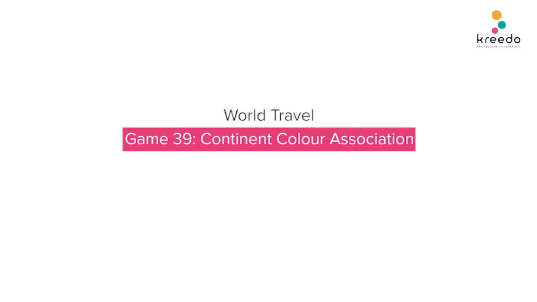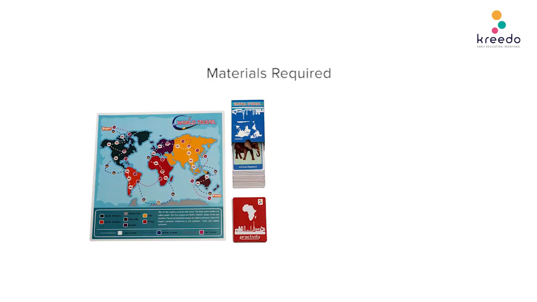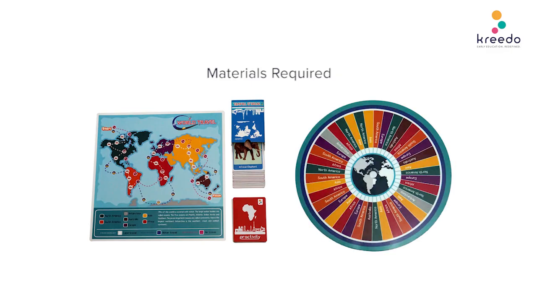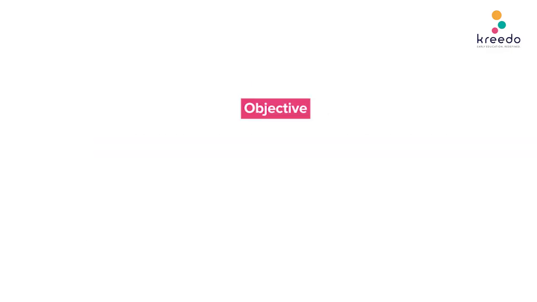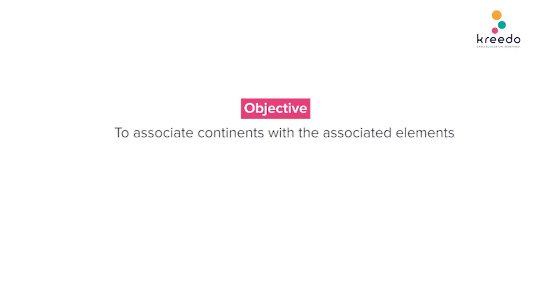World Travel. Game 39. Continent Color Association. Materials required: World Travel Cards and Continents Roulette. Objective: to associate continents with the associated elements. This game can be played as an individual game or as a multiplayer one.